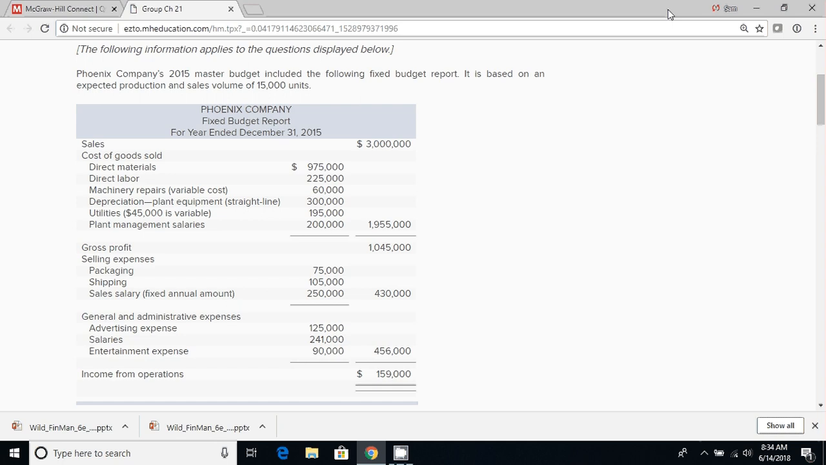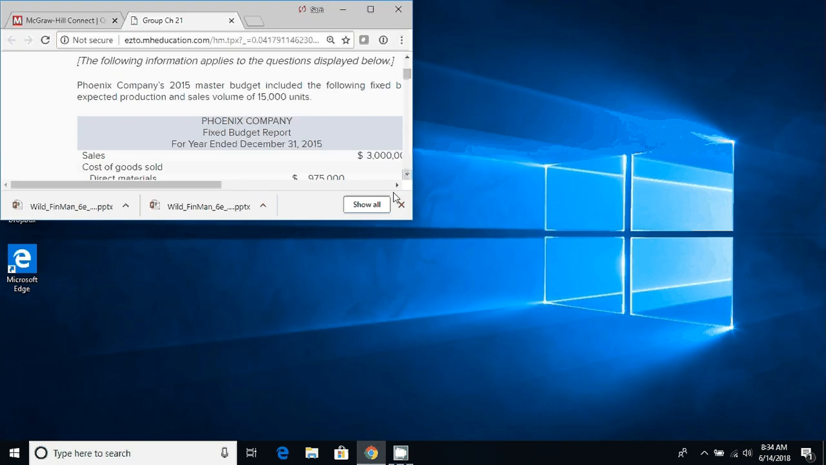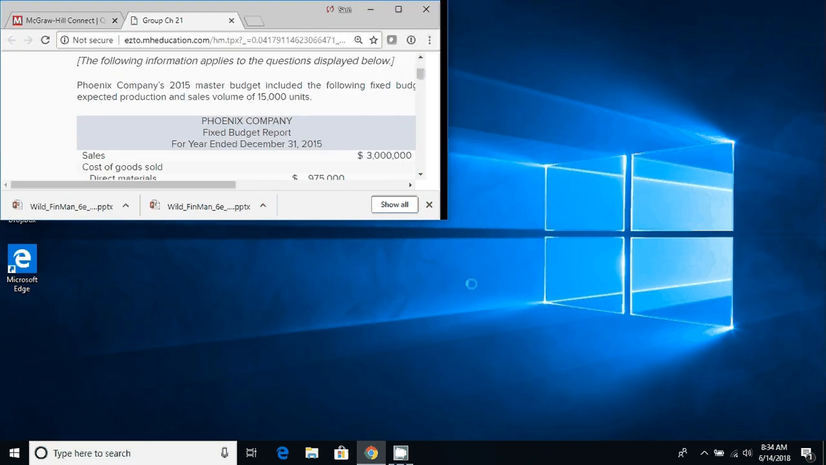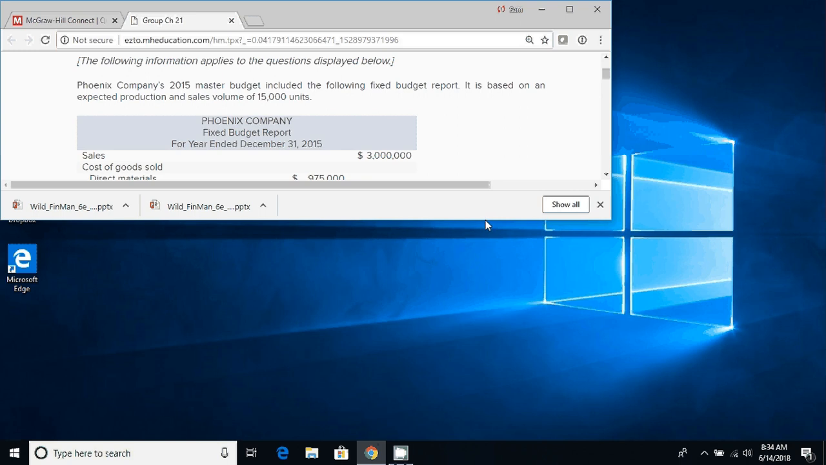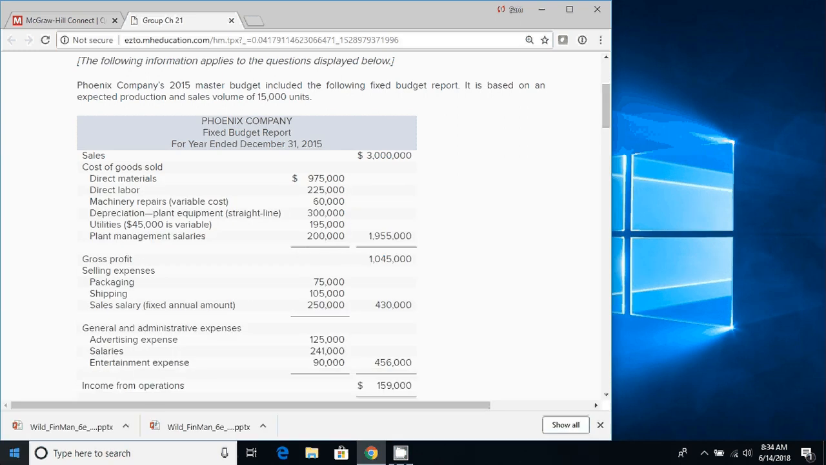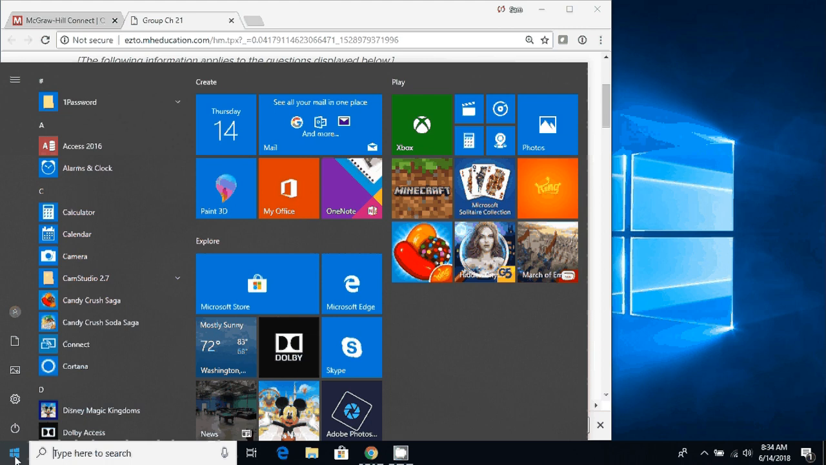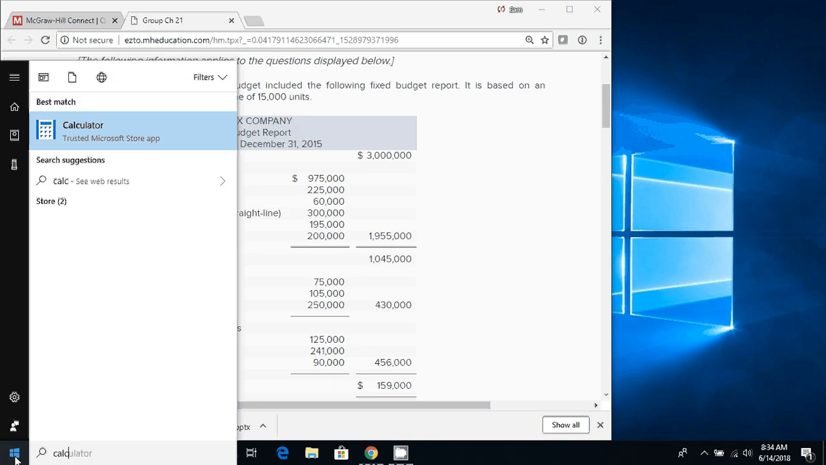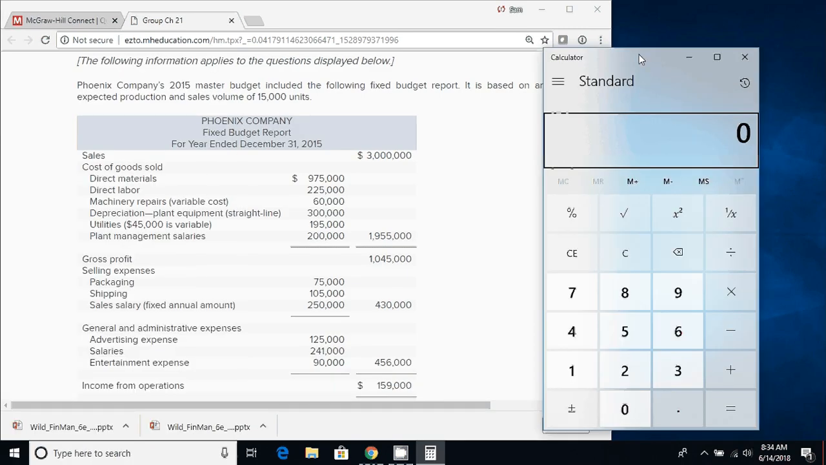I'm going to see if I might have to just realign my screens a little bit so we can have a calculator available without me flipping around too much. Let's go ahead and pull one up, just for demonstration purposes. That would be good.